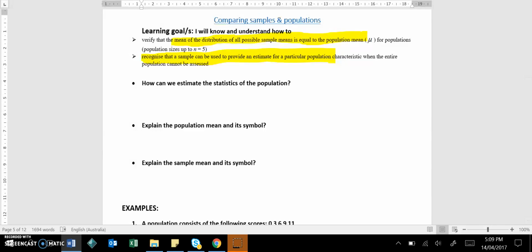So the first thing we want to think about is how can we actually estimate the statistics of the population? Well, the way we do that is we look at the statistics of a sample.